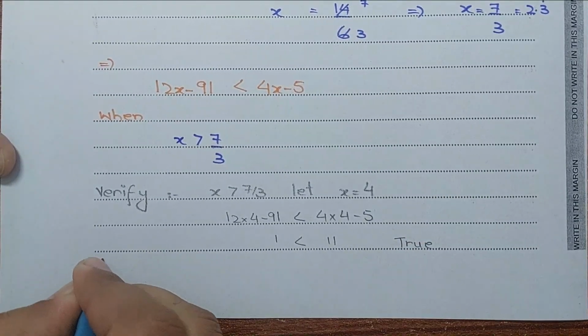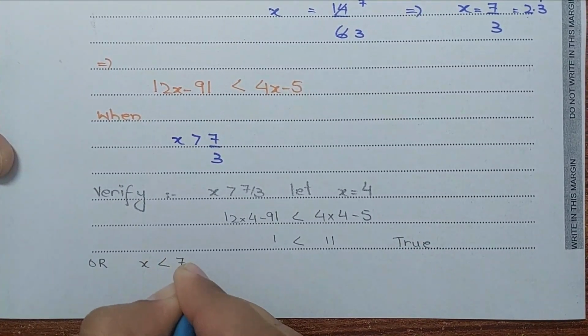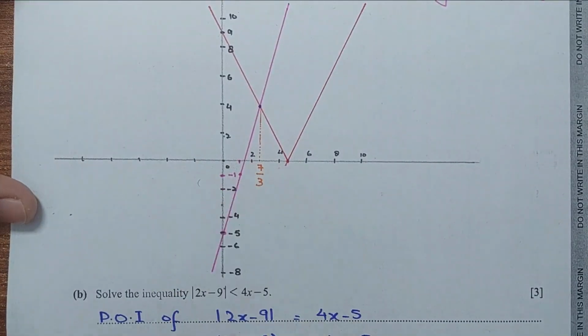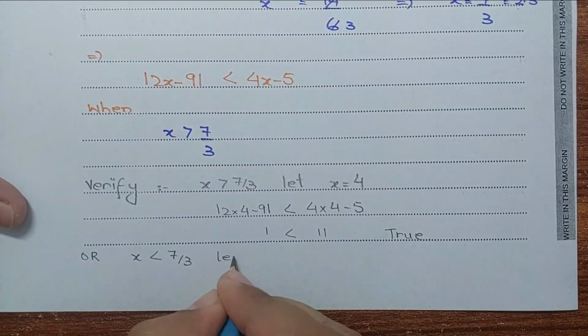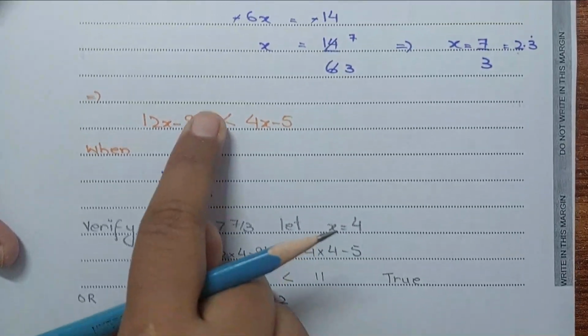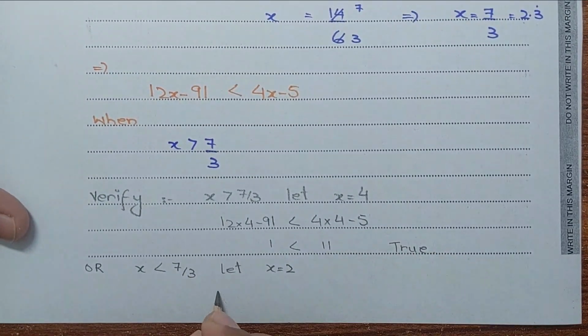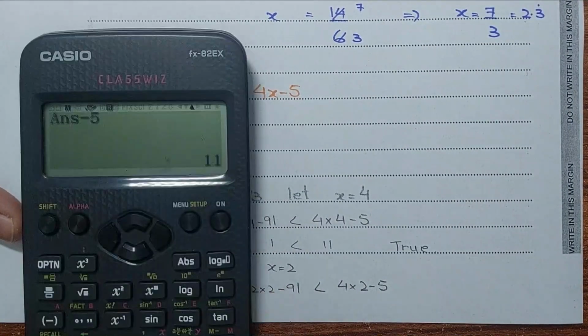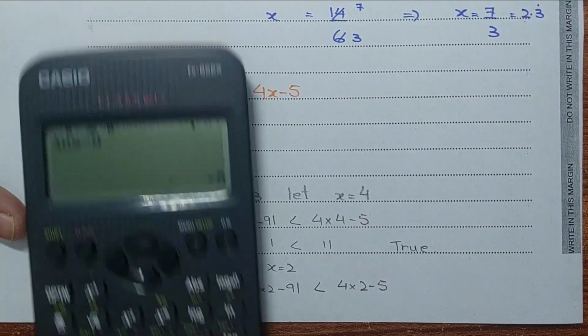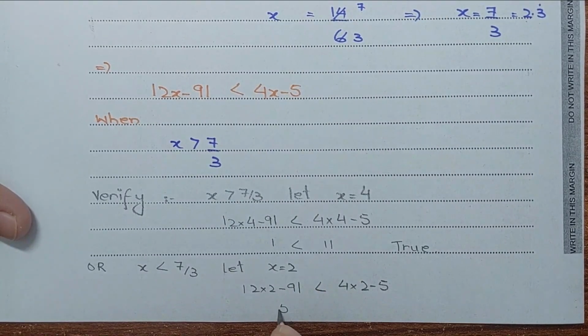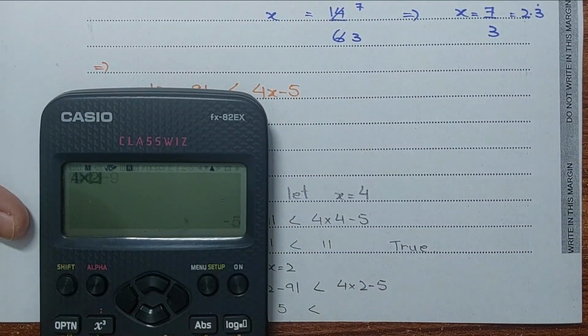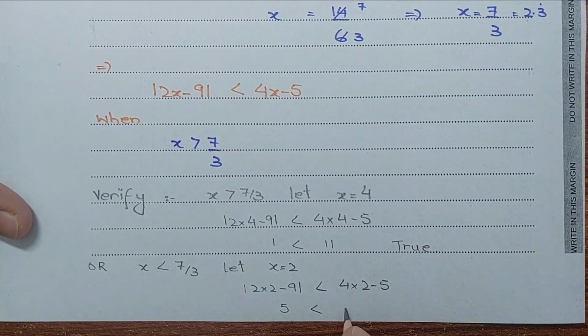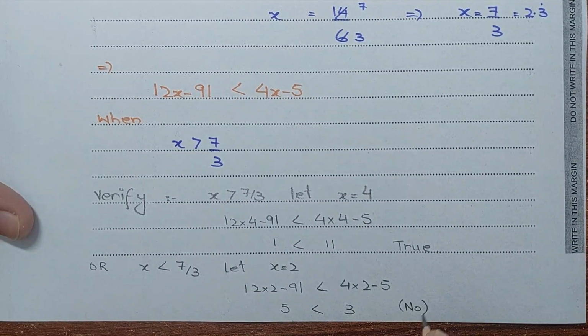Or on the other hand, if you take x values which are less than 7 by 3, which is 2.33, the lesser value we can take is 2. So let x equal 2 and check this absolute inequality. When x is 2, the absolute of 2 times 2 minus 9 is less than 4 times 2 minus 5. 2 times 2 is 4 and 4 take away 9 is minus 5. Its absolute is 5, is it less than 4 times 2, which is 8? 8 take away 5 is 3. Is 5 less than 3? No. 5 is greater than 3.